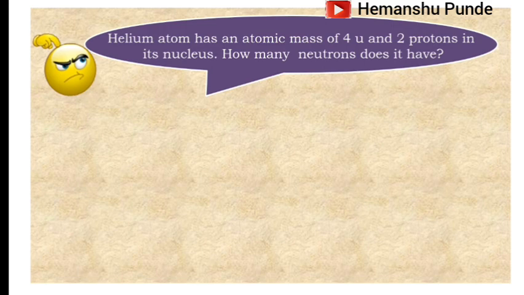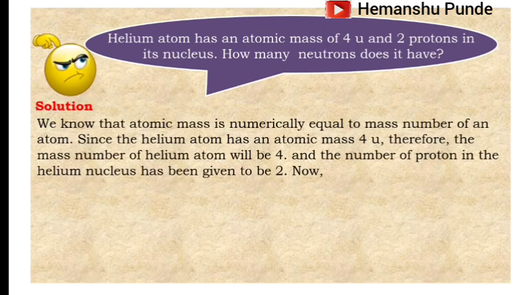Next problem. Helium atom has an atomic mass of 4 units and 2 protons in its nucleus. How many neutrons does it have? It is very simple. We know that atomic mass is numerically equal to the mass number of an atom. Since helium atom has atomic mass 4 units, therefore the mass number of helium will be 4. The number of protons in the helium nucleus is given to be 2.